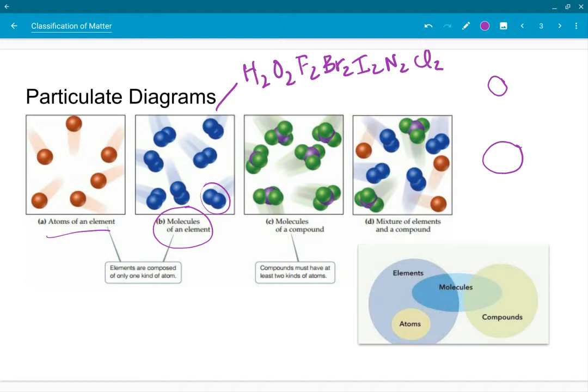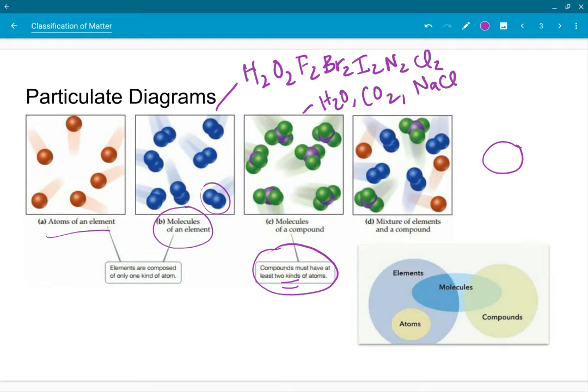Now, molecules of a compound, now we're going to have two kinds of atoms. So notice that. So here we have 1, 2, 3 green guys attached to one blue guy. So there's different kinds of compounds. Maybe that's something like water, carbon dioxide, sodium chloride. Okay, so compounds are going to be more than one element. And what we're going to get into later is molecules are covalently bonded, and then ionically bonded will have metals in it. So it'll be a little bit different.